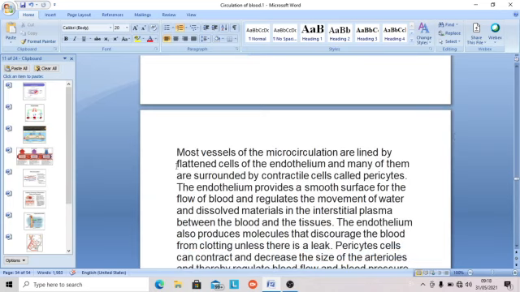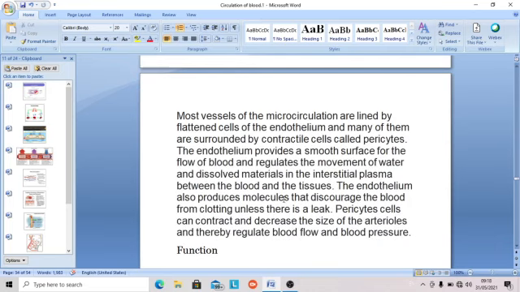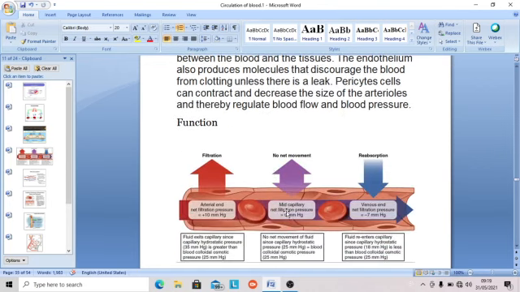Most vessels of the microcirculation are lined by flattened cells of the endothelium. Many of them are surrounded by contractile cells called pericytes. The endothelium provides a smooth surface for the flow of blood and regulates the movement of water and dissolved material in the interstitial plasma between the blood and tissues. The endothelium also produces molecules that discourage the blood from clotting unless there is a leak. Because the endothelium produces such substances, the blood does not clot. The pericyte cell can contract, decrease the size of arterioles, and thereby regulate blood flow and function. The pericyte has some role in the arterioles. So they can contract these.